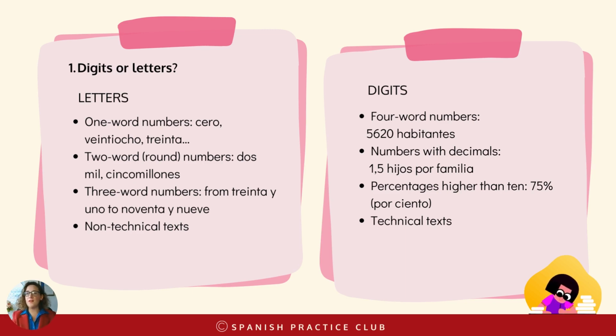So 75% will be written in 7, 5, and then the symbol of percentage, 75%. And also for technical texts that need precision, so think of statistics or numbers that need to be written by a scientist or something that is a bit more technical, they would be using digits for the sake of precision.